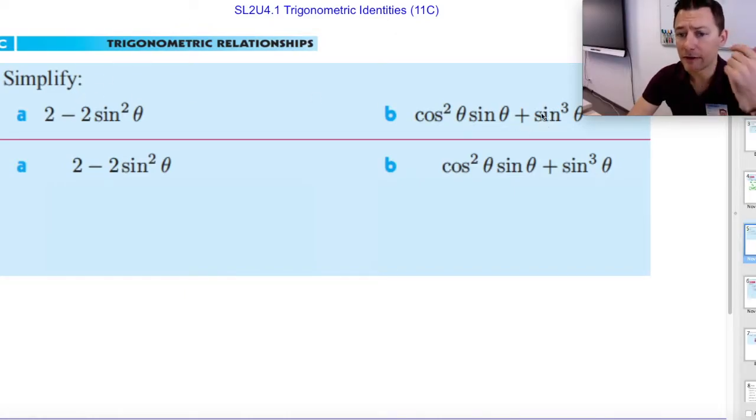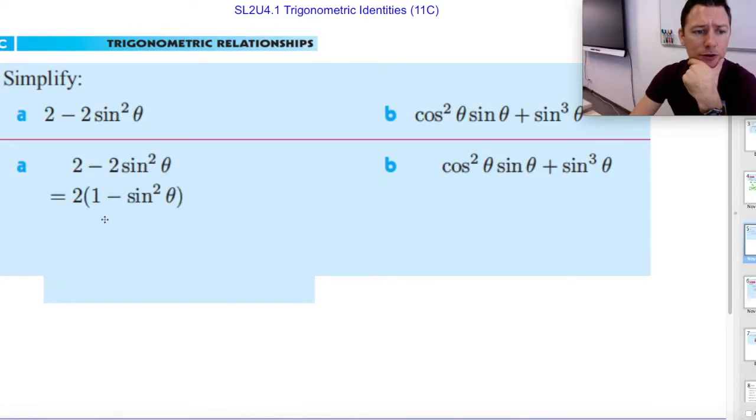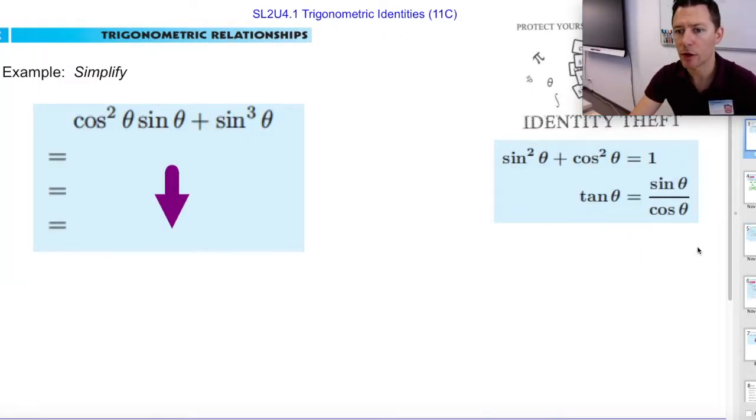I want to simplify these two. You can either follow along with me or pause me and see if you can do it on your own. I can see that there's 2's in both of these, so let's factor out a 2. If you factor out a 2, you're left with 1 here, and you're left with just sine squared theta.